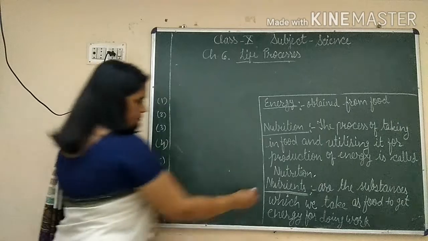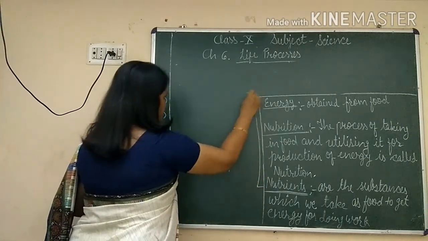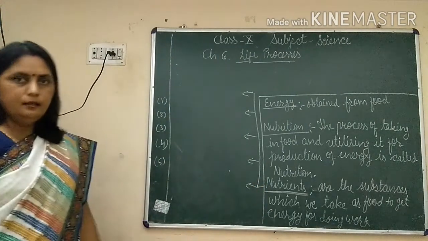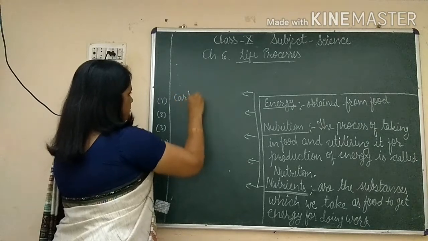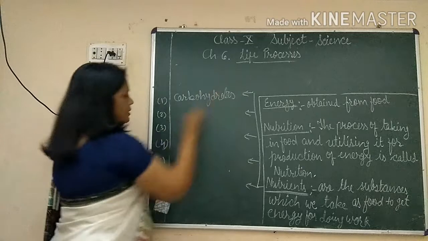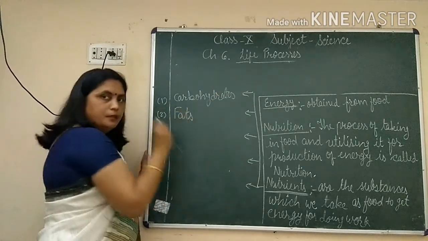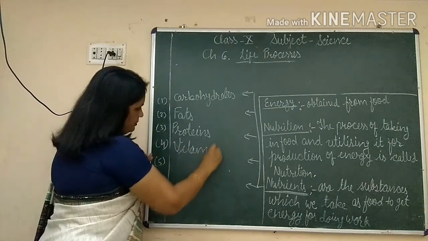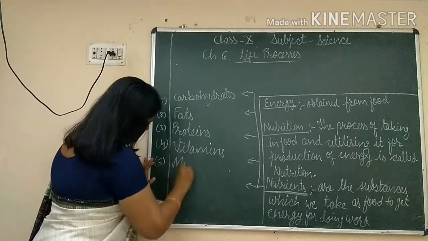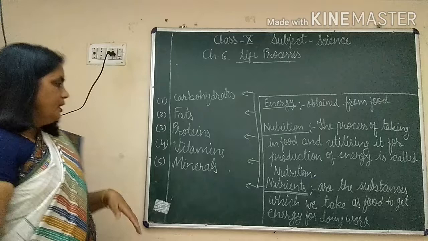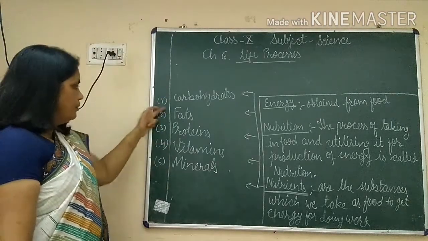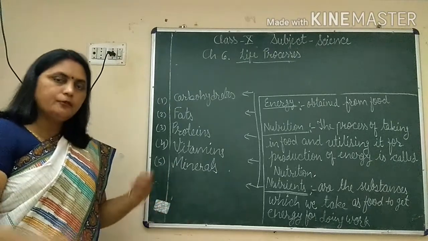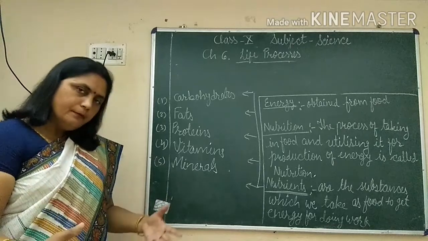Now, nutrients we are talking about. There are 5 main types of nutrients. One is carbohydrates, then fats, proteins, vitamins and minerals. These are the 5 main kinds of nutrients, and they are taken because they provide us energy and everything that is required by our body to perform various functions.